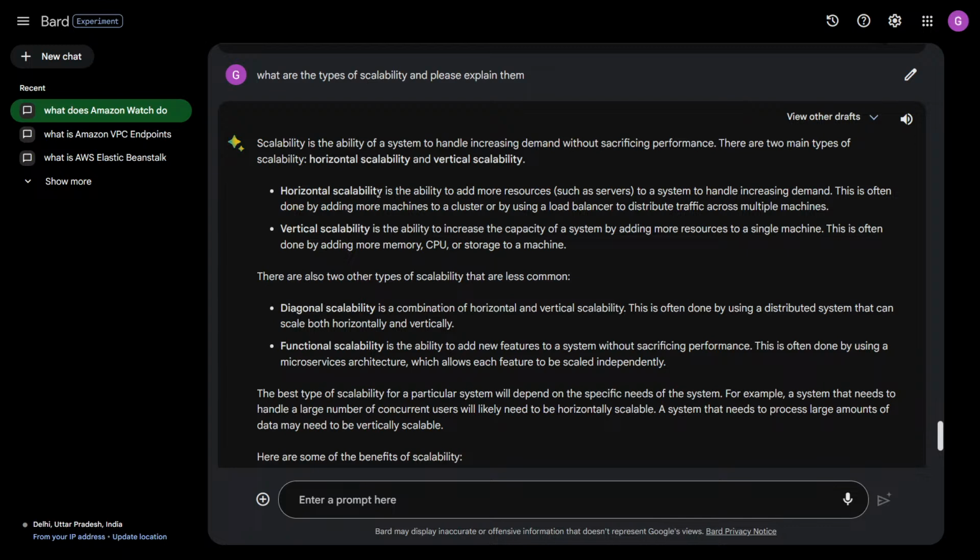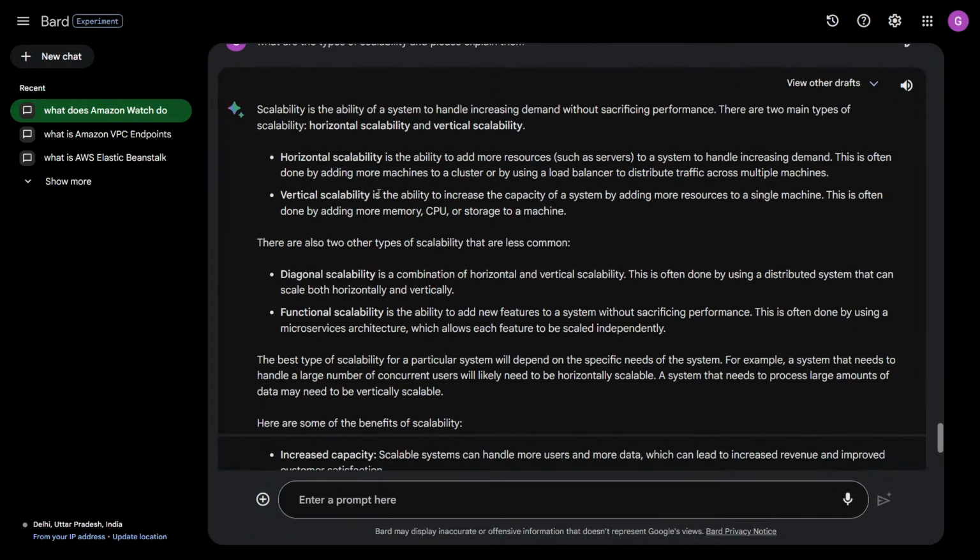Horizontal scalability is the ability to add more resources such as servers to a system to handle increasing demand. This is often done by adding more machines to a cluster or by using a load balancer to distribute traffic across multiple machines. Vertical scalability is the ability to increase the capacity of a system by adding more resources to a single machine. Then we have two more types which are less common. Diagonal is a combination of horizontal and vertical. This is often done by using a distributed system that can scale both horizontally and vertically. And then we have functional scalability, the ability to add new features to a system without sacrificing performance. Diagonal scalability sounds very interesting.